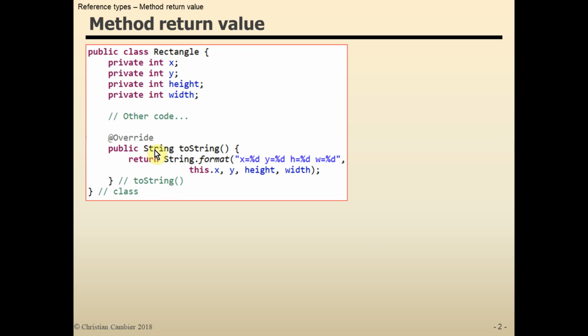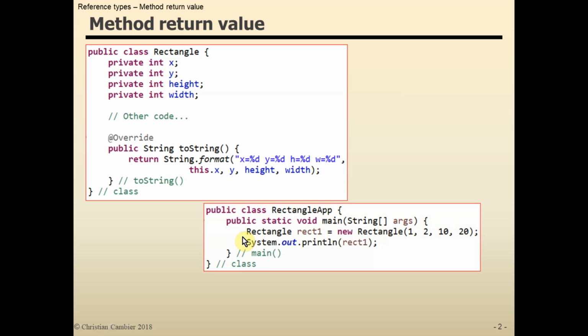And the string object returned is a string representation of the current state of the rectangle object on which toString is called. In this example, a new string object is constructed using the string format method, in which the current values of the properties are inserted. Let's see this at work with the second class, the client class RectangleApp.